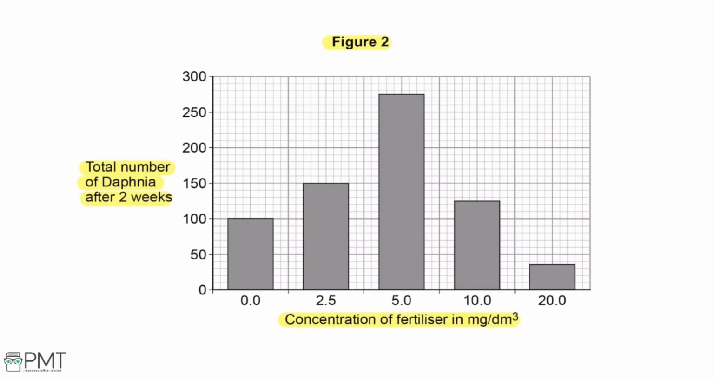So if we have a look back at figure 2, we can see that where there is 20 milligrams per decimetre cubed in the last bar, the total number of Daphnia after 2 weeks is very low, it's the lowest on the chart.